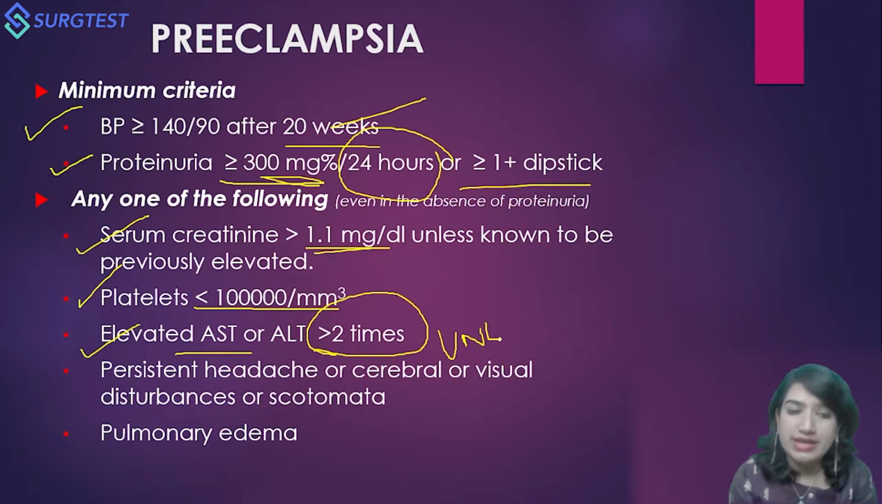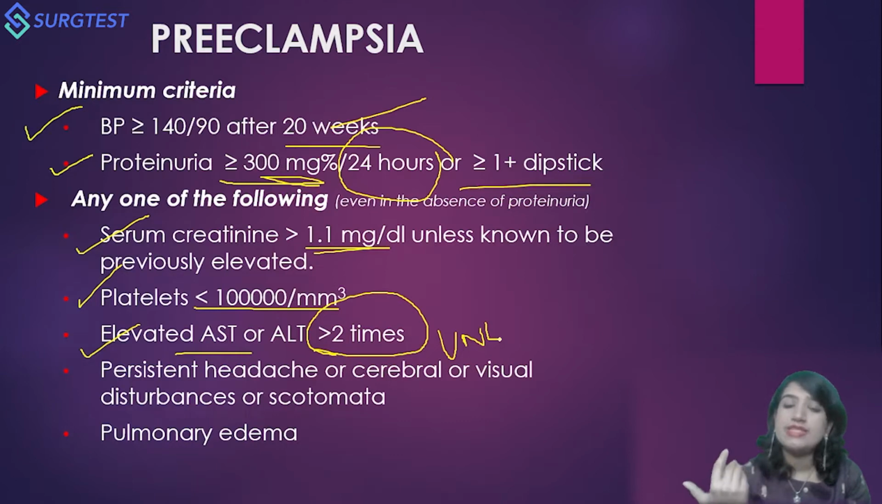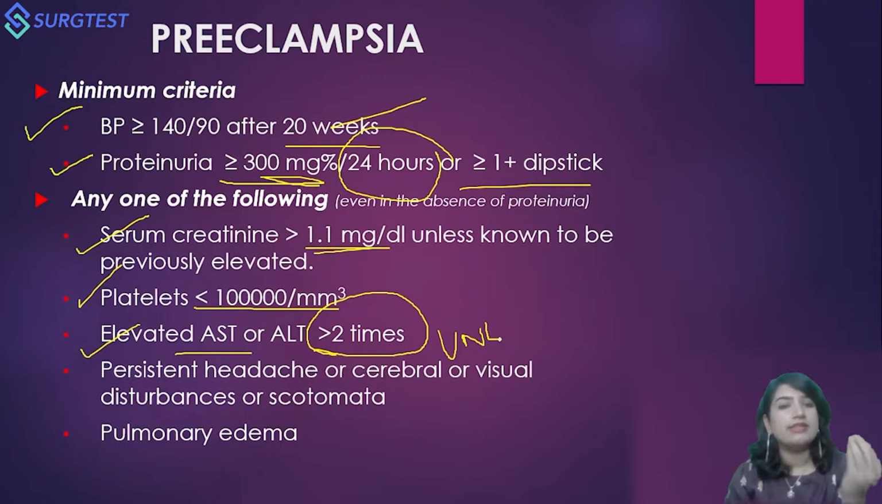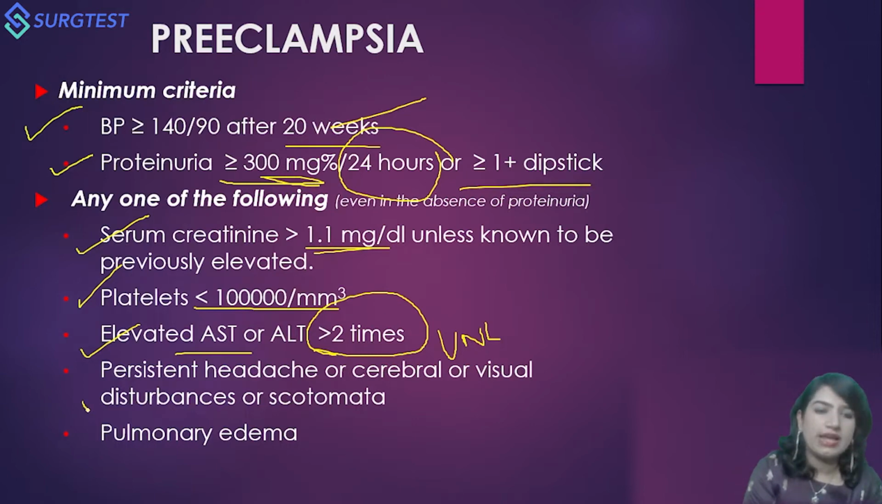criterion for preeclampsia. Next, if there is persistent headache, or there is any cerebral or visual disturbance, or there are focal deficits in vision, which we know as photopsia, then again we should consider a diagnosis of preeclampsia.